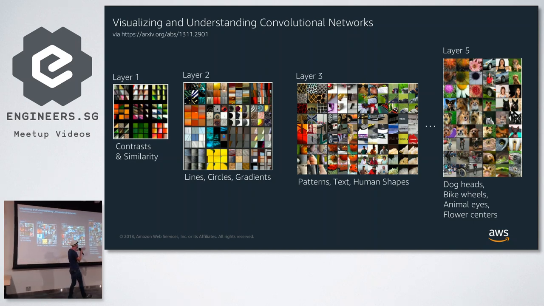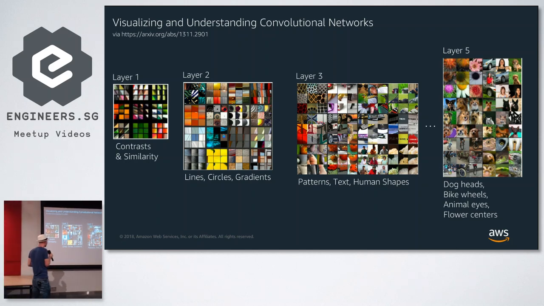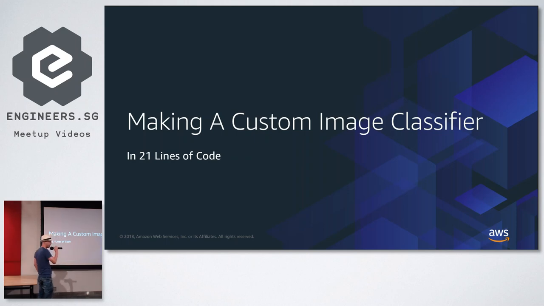By 5 layers, they know I can recognize dog heads versus cat heads. I can recognize bicycle wheels as a thing, eyes of animals, the centers of flowers. It gets really specific really quickly. It feels like magic. It's not magic. It's just a lot of math. So, how do we make our own custom image classifier in 21 lines of code?